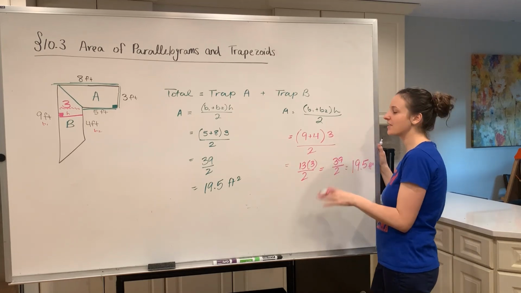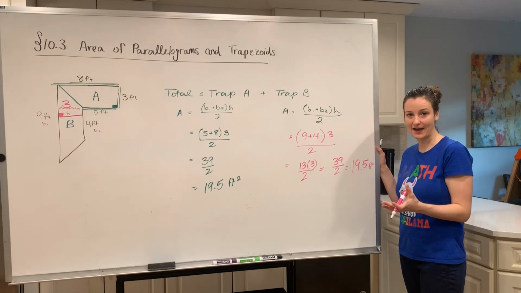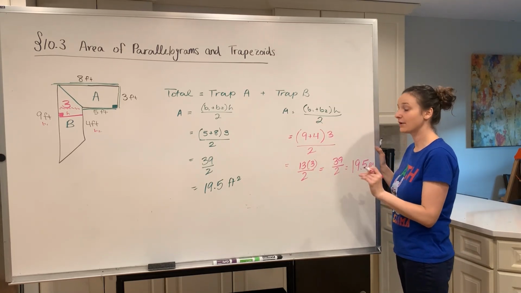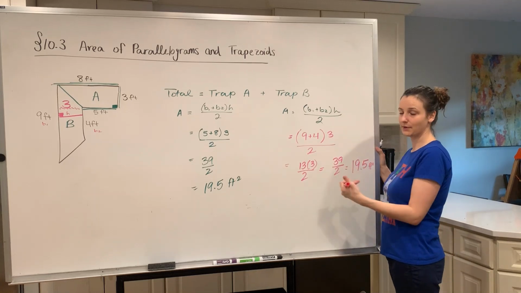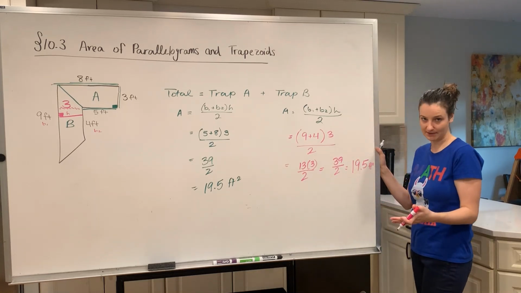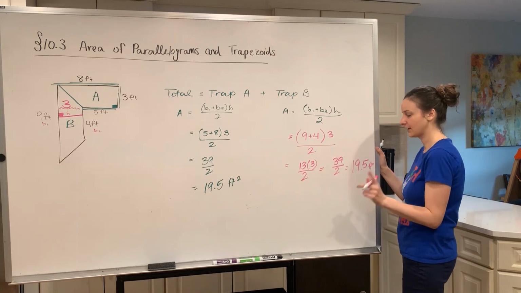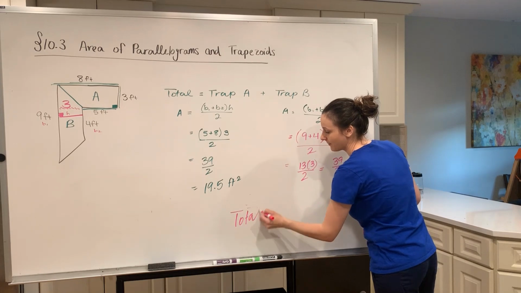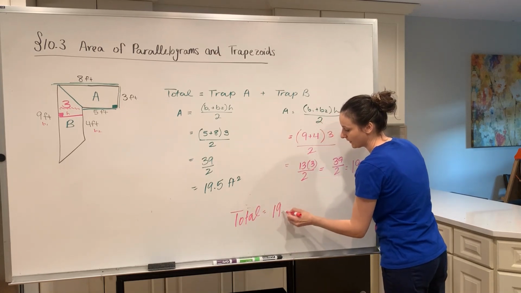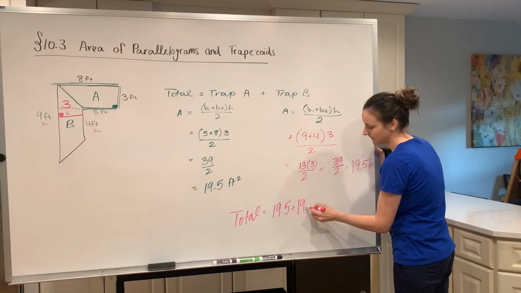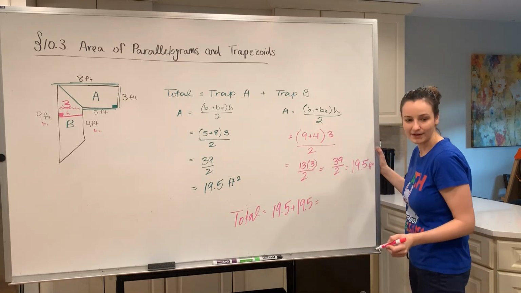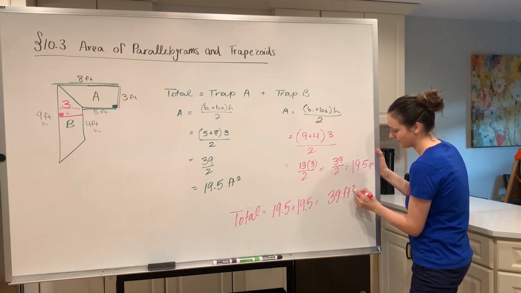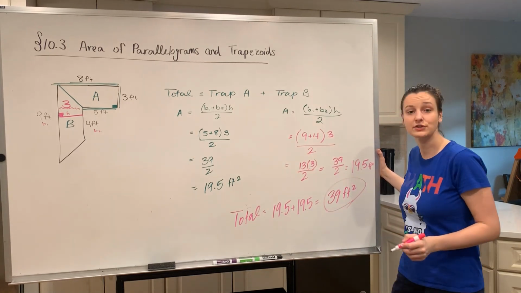So in this problem, the two trapezoids did happen to have the same area, but please be careful that in your homework problems, when you decompose your figures, they will not have the same area. So you cannot just duplicate it, okay? Forewarning. All right, so now if I want the total area of my desktop, then I will need to add 19.5 plus another 19.5 for a grand total of 39 feet squared.